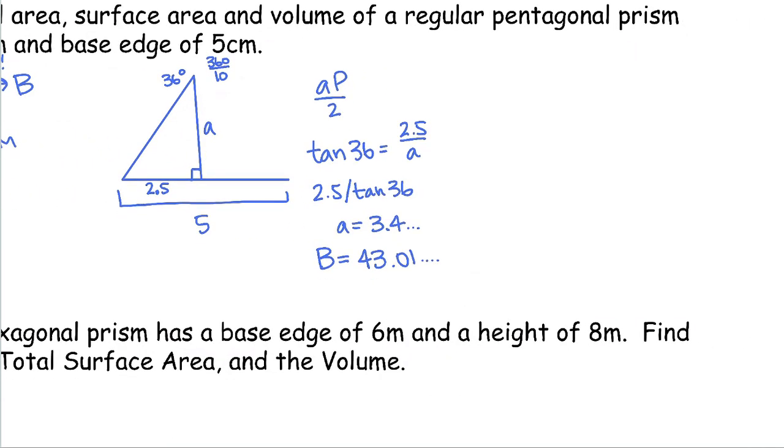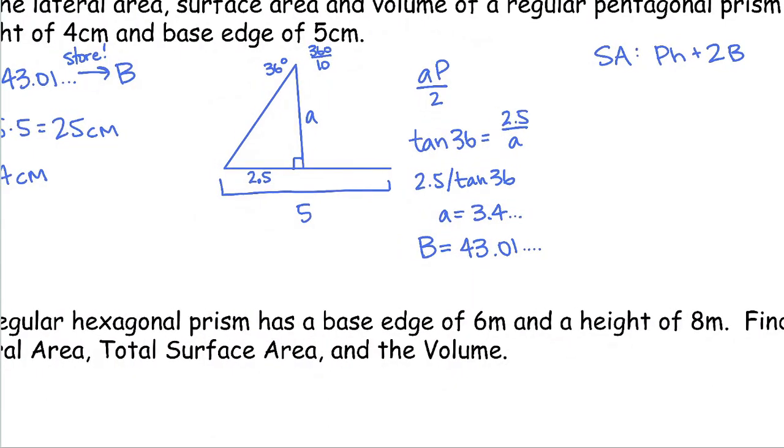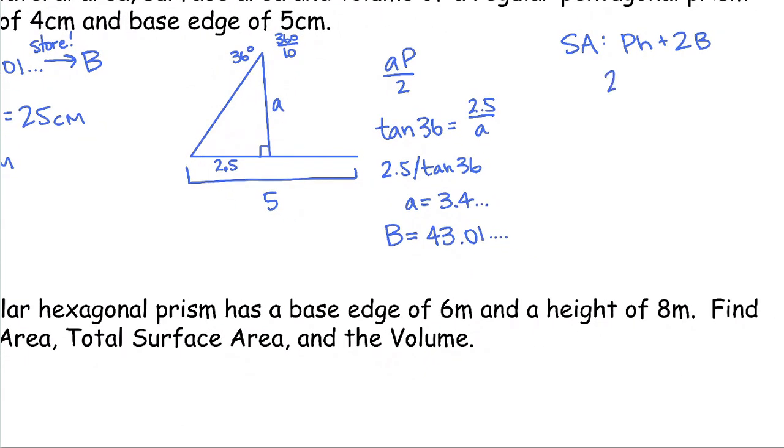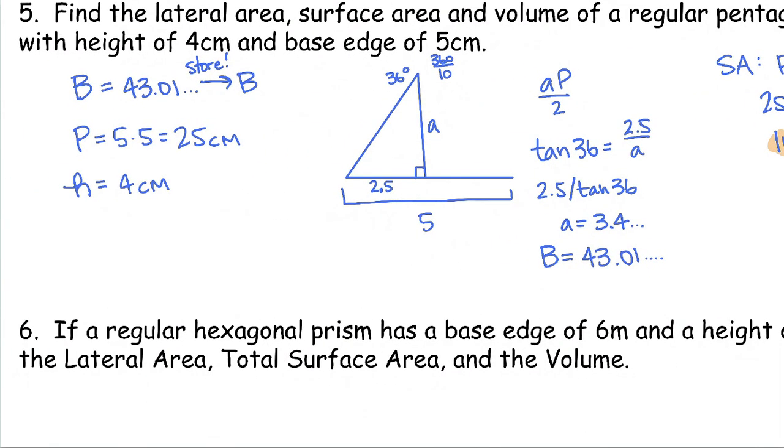So I'm going to move over here for our surface area. This is going to be PH plus 2B, and I know that my perimeter has a value of 25. My height is 4 plus 2, and I'm going to leave it as a big B in parentheses because that's what I have it saved as. So this is 100 plus 2B. This 100 represents my lateral area. So I'm going to move back over here so we can keep everything together. Our lateral area will be 100 centimeters squared.